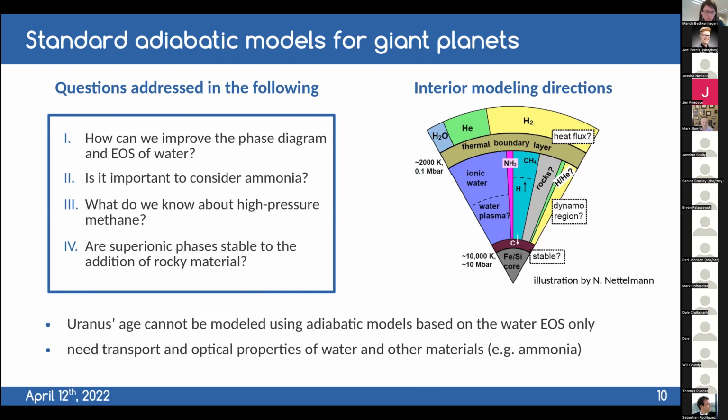So what I want to talk about today are basically these 4 points. And I don't know if I take a little bit too long, I might actually stop somewhere, maybe after point number 3. So I first want to look at how we can maybe improve our water results. Then what can we actually do for ammonia? And is it even important to include ammonia? Then third, I'm going to look at methane. And fourth, I'm going to discuss a little bit the role of rocks in this whole equation here.